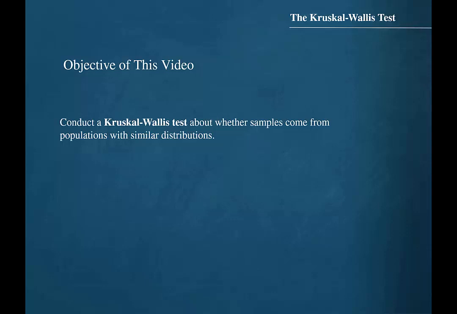The objective for this video is to learn how to conduct a Kruskal Wallis test about whether samples come from populations with similar distributions. The Kruskal Wallis test is a nonparametric test that is used to determine whether 3 or more samples come from populations with the same distributions.